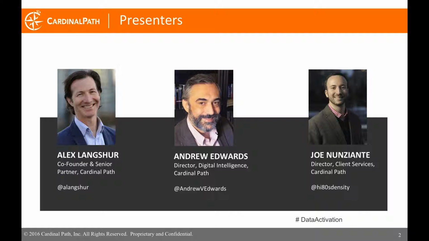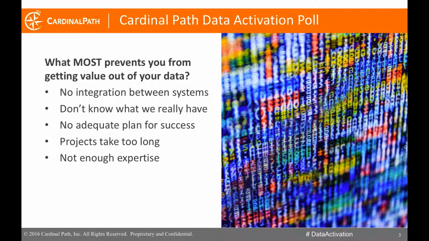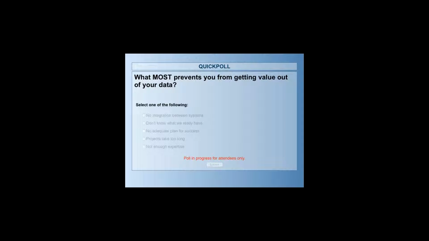Great, and thanks so much, Michelle, and thanks to everybody who's joined our webinar today. One of the things we're going to do here at the beginning is conduct a little bit of a poll with you guys. We call it the Cardinal Path Data Activation Poll, and you'll see some questions on the screen here. We thought it would be real interesting for you to tell us what you think about this. So as you can see, we're asking you what most prevents you from getting value out of your data. If you would select one of the following, that would be really great. So, I have no integration, I don't know what we really have, we have no plan, stuff takes too long, we don't have enough expertise, those kinds of things.